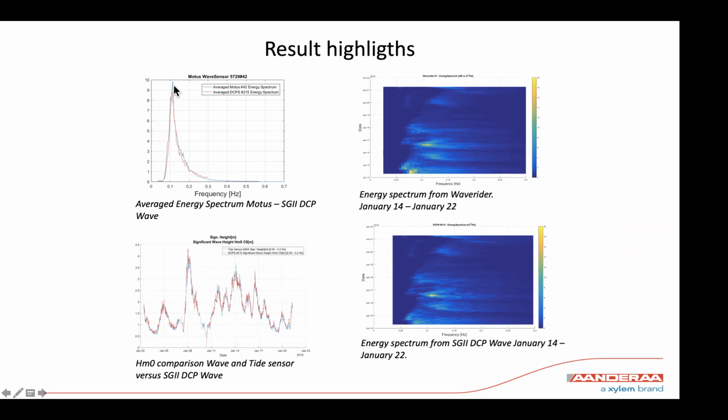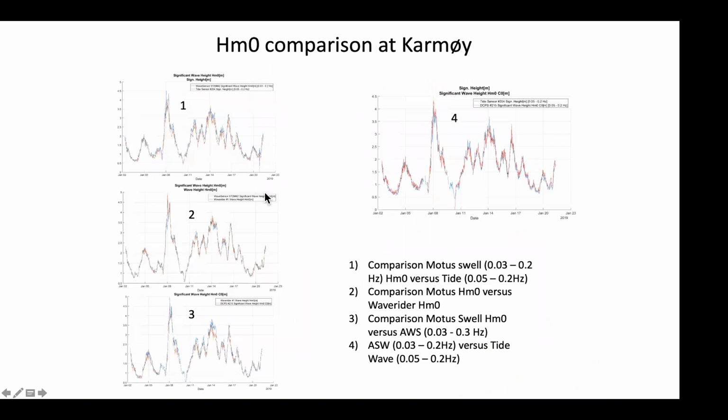And here we have the frequency plot for Motus, and the wave height here for acoustic waves and for Motus. And here we have an intercomparison between the different systems. Number one is significant wave height for the Motus and for the wave and tide sensor. Number two is for the Wave Rider and the Motus, number three is for the Motus and acoustic wave sensor, and number four is acoustic wave and pressure-based wave.